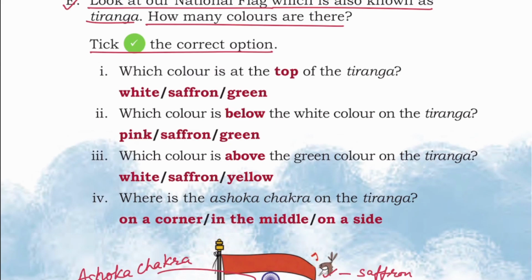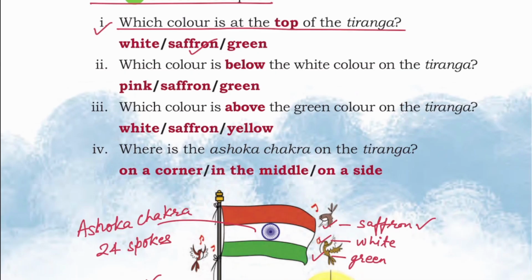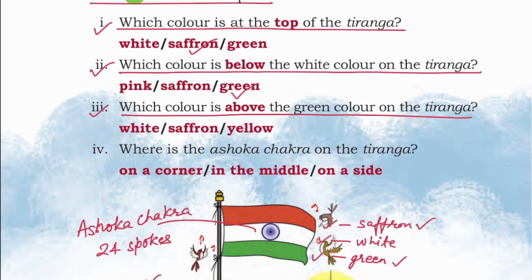Tick the correct option. 1. Which color is at the top of the Tiranga? That is saffron. You can see here. Saffron is at the top. 2. Which color is below the white color on the Tiranga? You can see green color is below the white color. 3. Which color is above the green color on the Tiranga? You can see white color is above the green color.